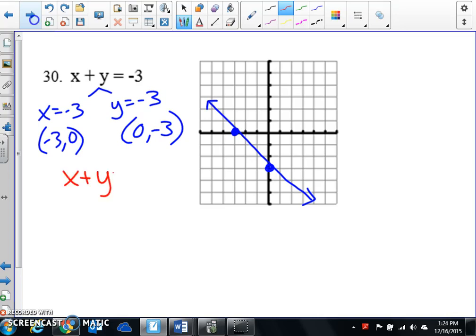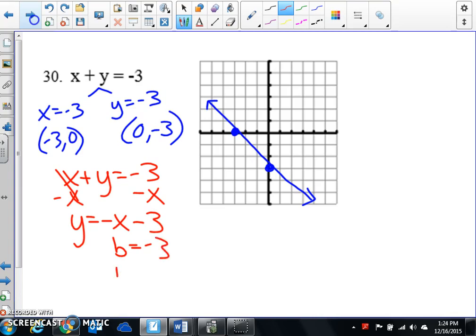So x plus y equals negative 3. Subtract x, y equals negative x minus 3. My b is negative 3. My slope is negative 1 over 1. So I would go to the y-intercept to negative 3. And then I would go down 1, right 1. Up 1, left 1. And sure enough, I get the exact same line. Either one is correct.